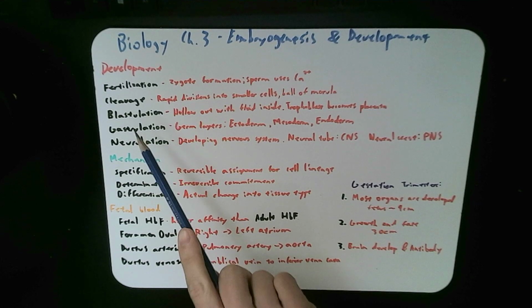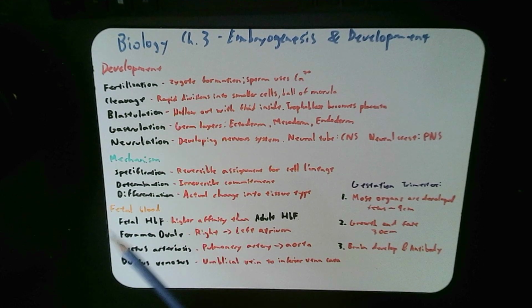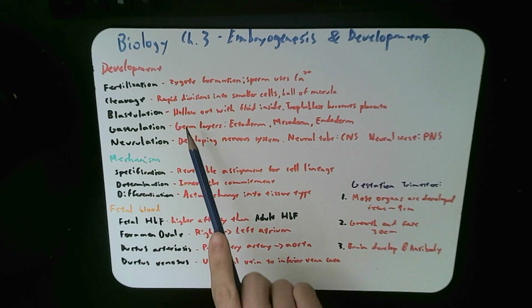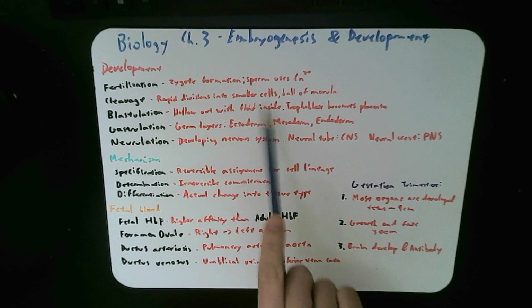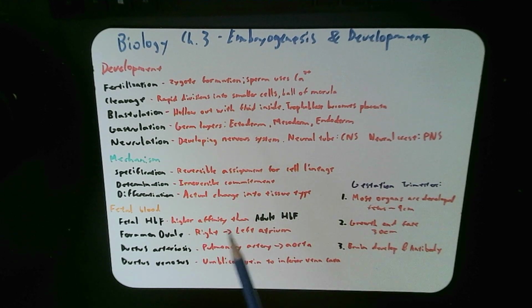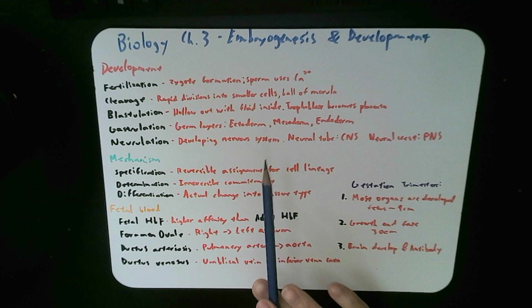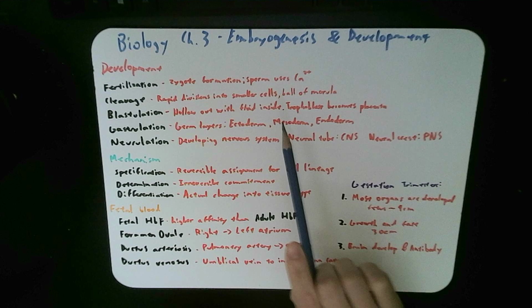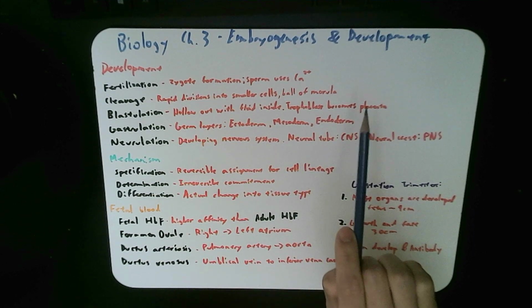Now, once it arrives near the uterus, it will undergo blastulation, in which it will hollow out and fill with fluid inside. The inside part is called the blastocoel. Coel is C-O-E-L, which is like the hole inside. And the fluid inside encapsulates the little ball and the little cell mass.